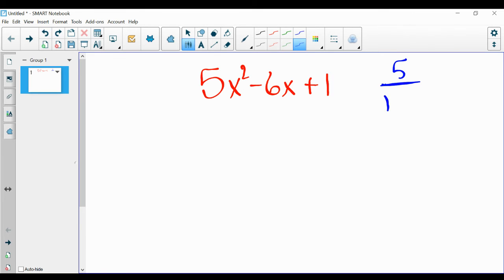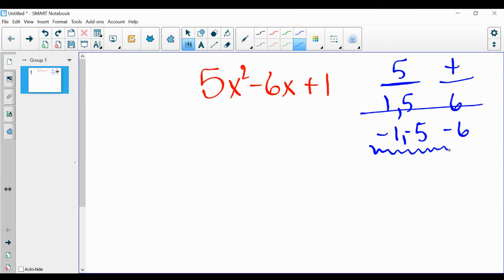So the only factors of 5 are 1 and 5, or negative 1 and negative 5. So when I add 1 and 5, I get a positive 6. I know it's not that one. When I add negative 1 and negative 5, I get a negative 6. So I know that I'm going to use a negative 1 and a negative 5 in some capacity in order to break this negative 6x apart.